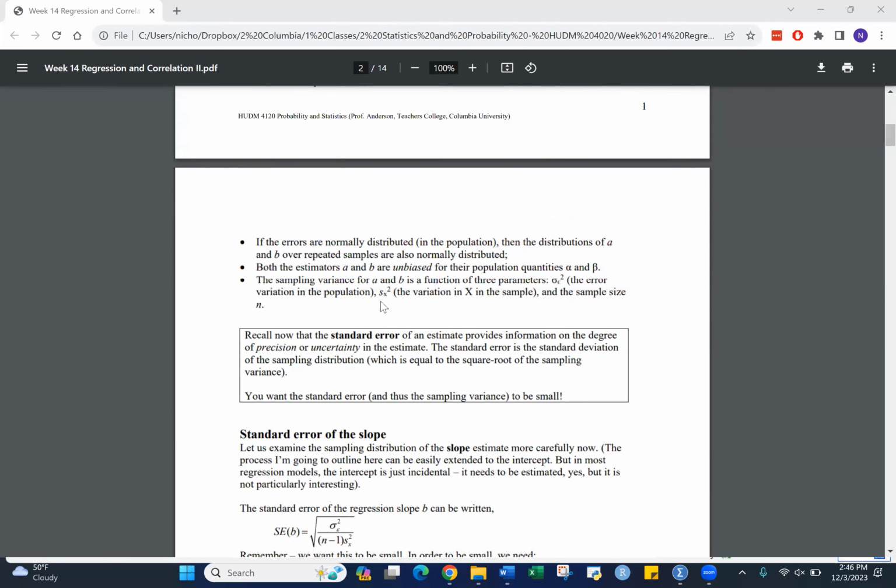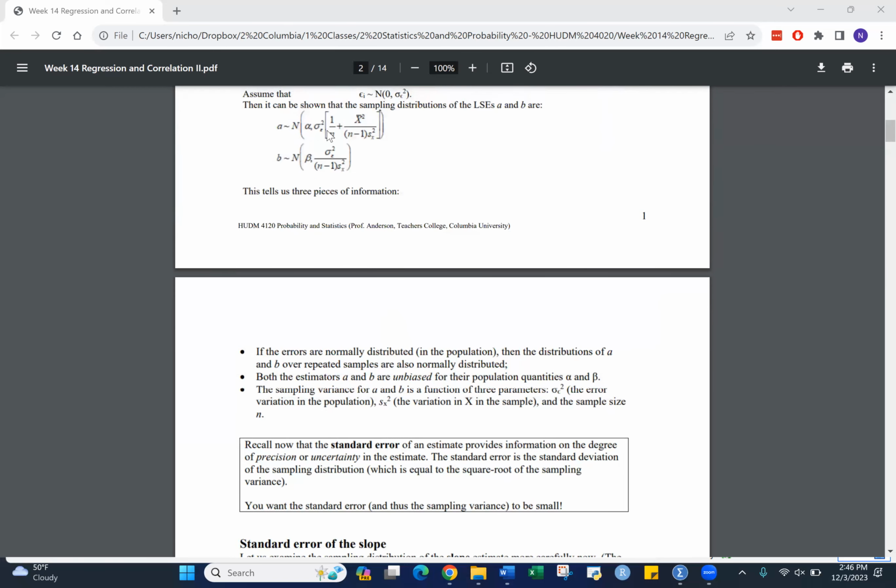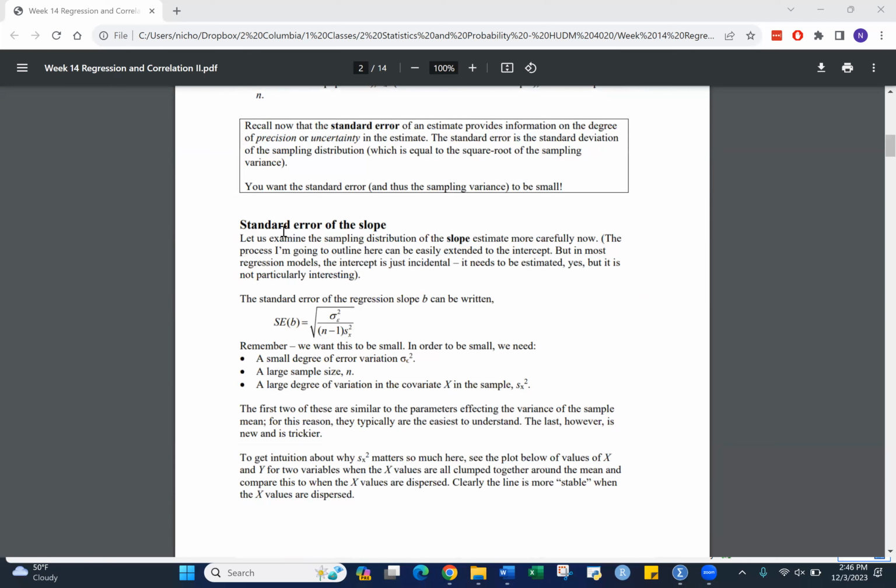So we've looked, really briefly and not in a lot of detail, at the sampling distribution of A and B, the intercept and slope parameters. But really what we care about is B, because the intercept is often not going to be of a lot of interest in the regression context. So what we want to talk about is how we make inferences with the slope.